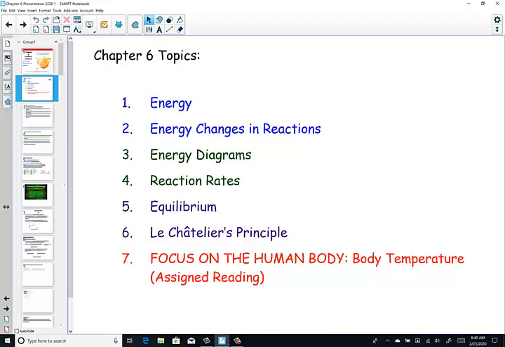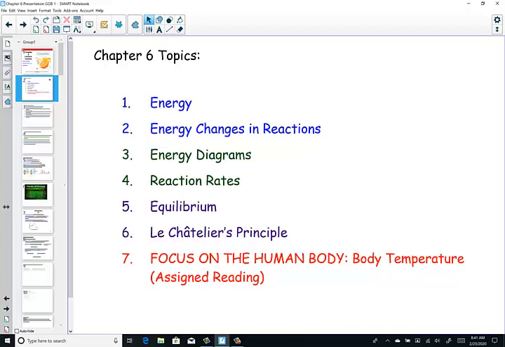Keep in mind there are some assigned readings in this chapter as well. You'll look at the focus on the human body in the last section, body temperature, and then you'll also have some assigned reading back in reaction rates, and those are in your notepad clearly labeled for you as well. So be sure to spend some time with your book pulling out information to fill out that part of your notepad.